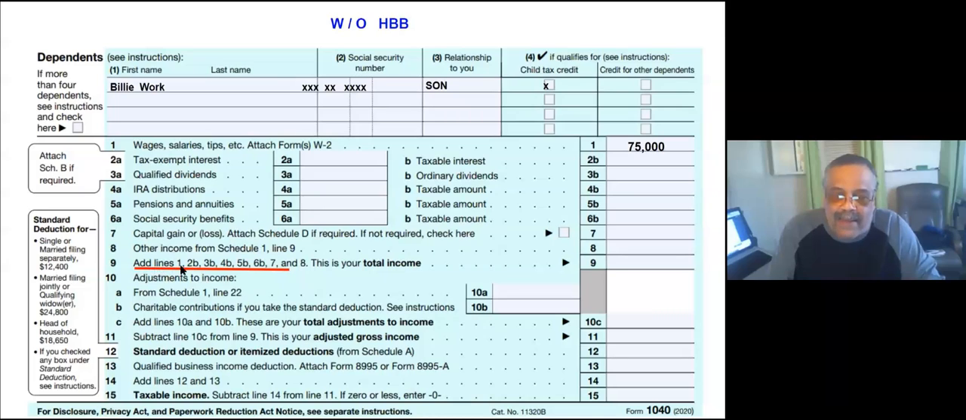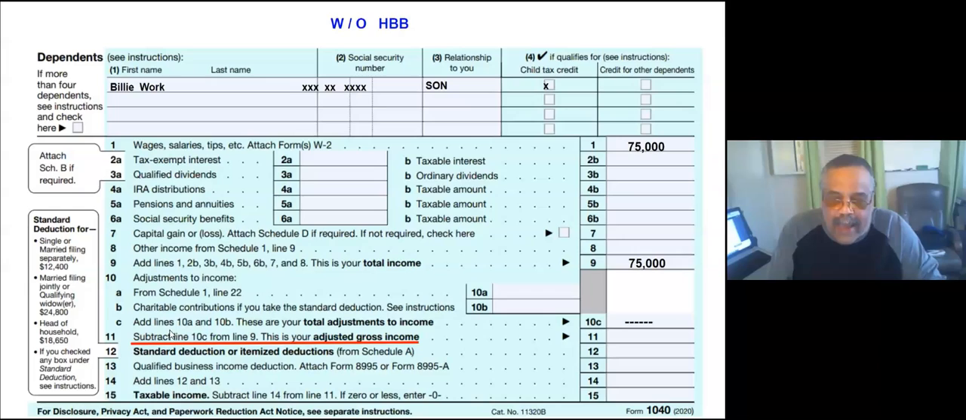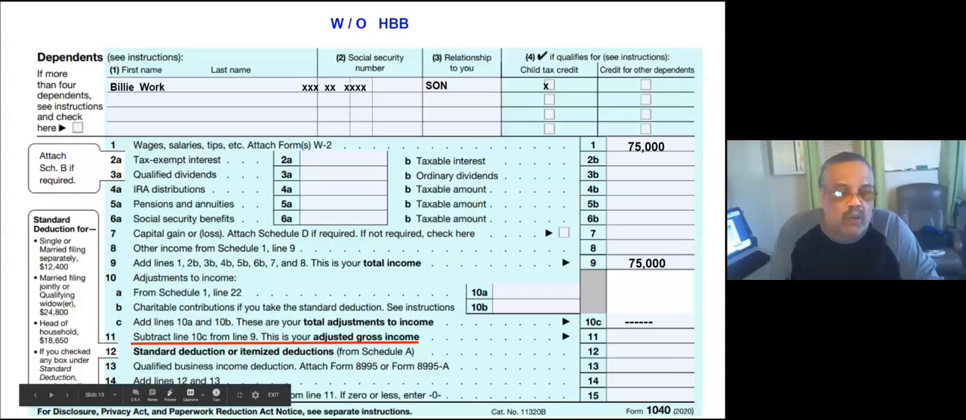So on line 9, it says add up lines 1 through 7 and 8, and this is your total income. They made $75,000 on the job, bring down $75,000 there. Okay, the next line says Schedule 1, line 22. We don't have that, okay, because they're not business owners. So when you add up lines 10A and B, you're going to come up with a 0 right there. It says subtract line 10C from line 9. This is your adjusted gross income, $75,000 still.